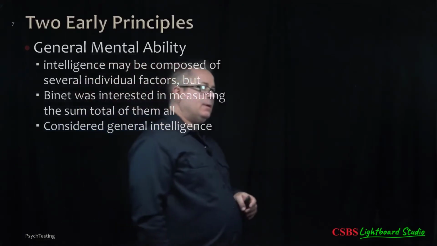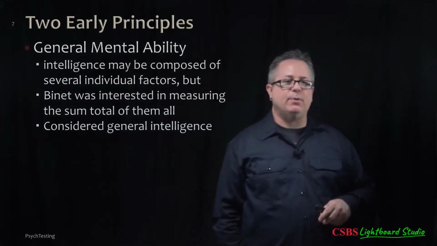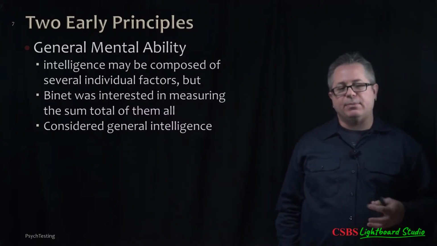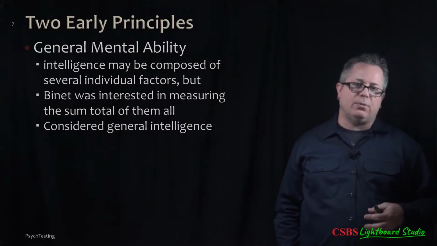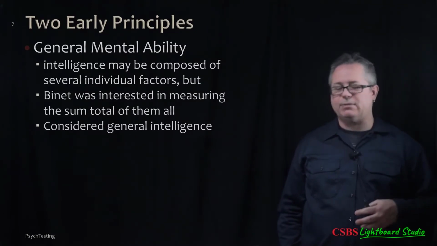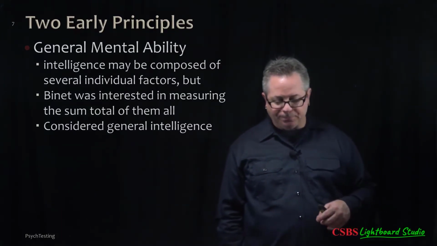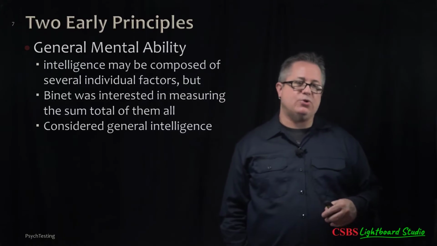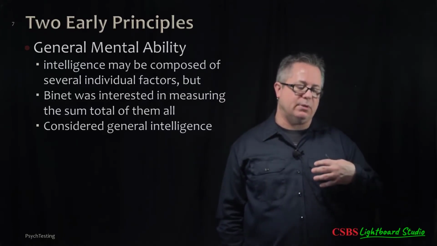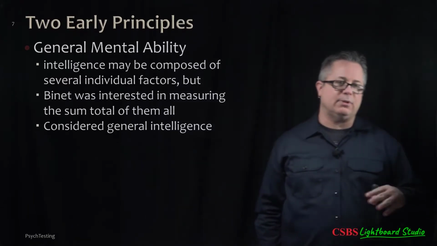The other principle was this idea of general mental ability. Intelligence may be composed of several individual factors, but Binet and lots of other people were interested in measuring the sum total of all of them. They weren't interested in breaking things out by different types of skills, abilities and knowledge. They just wanted a general idea of intelligence. That's why when these scales came about, there was just one score. You had one IQ, and that was it.